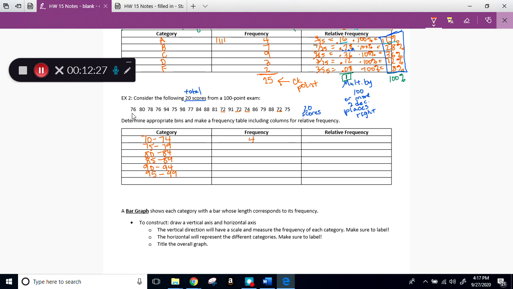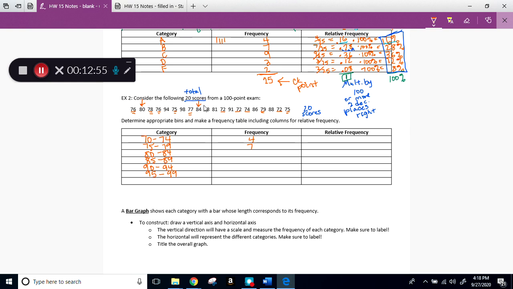And then 75 through 79. Ooh, there's quite a lot of those. 1, 2, 3, 4, 5, 6, 7. And then 80s. Let's put maybe an arrow on it. 80 to 84. 80 to 84.